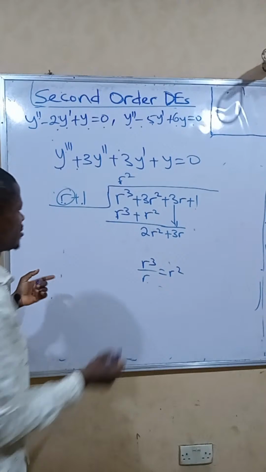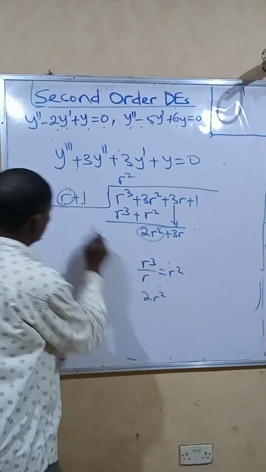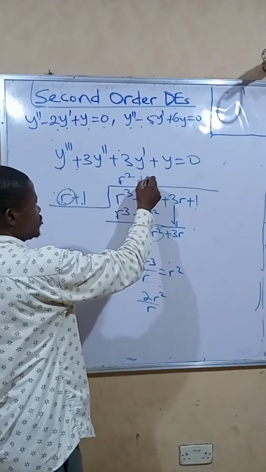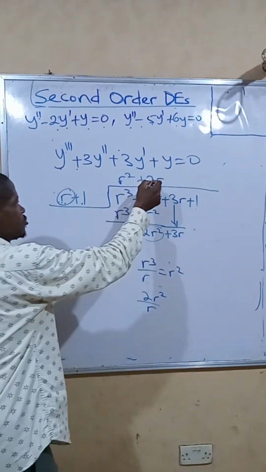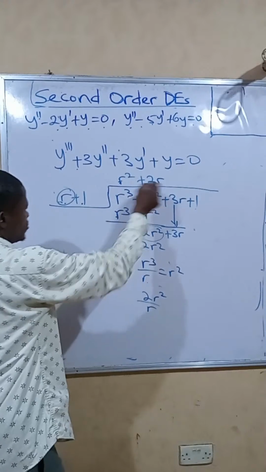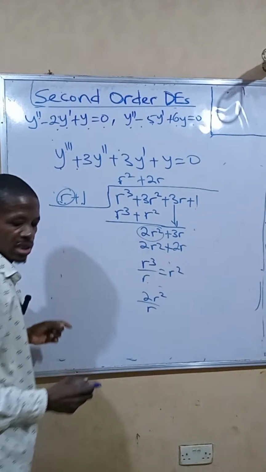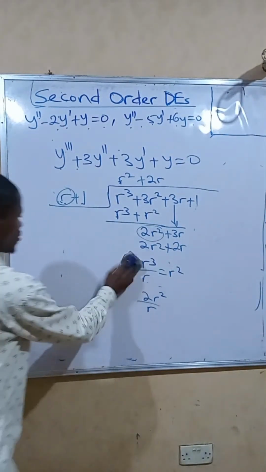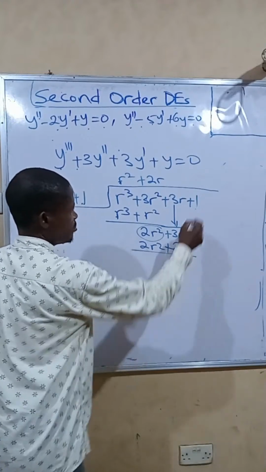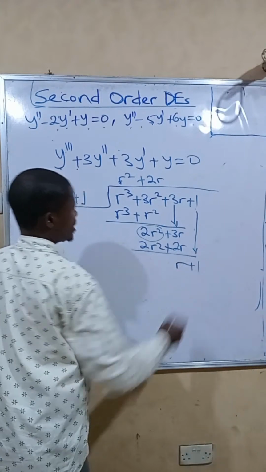Repeat the process again. Take 2r squared and divide it by the first one here, r. So that's a plus 2r. 2r times r, that's a 2r squared. 2r times 1, that's plus 2r. Do your subtraction for that place. If you do your subtraction, we're going to have r, and bring this one down, so that's a plus 1.